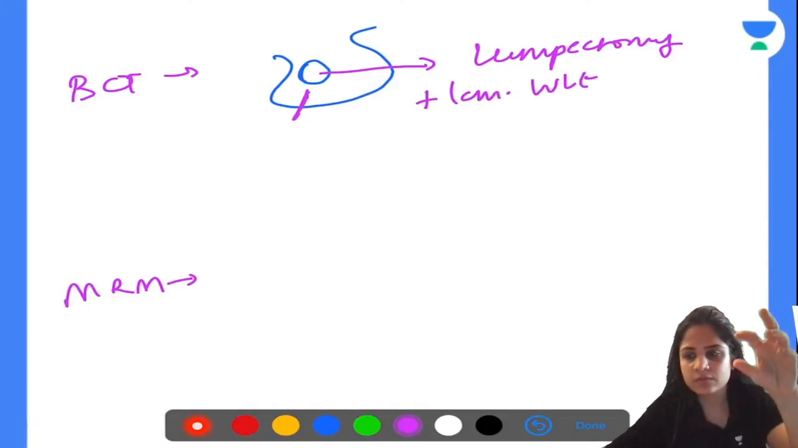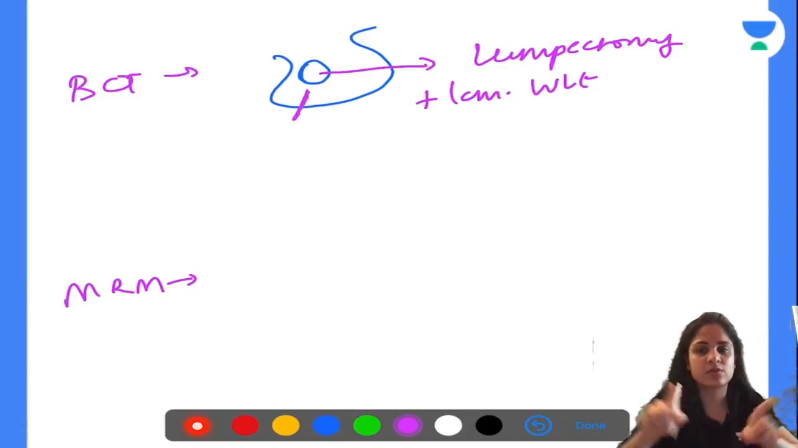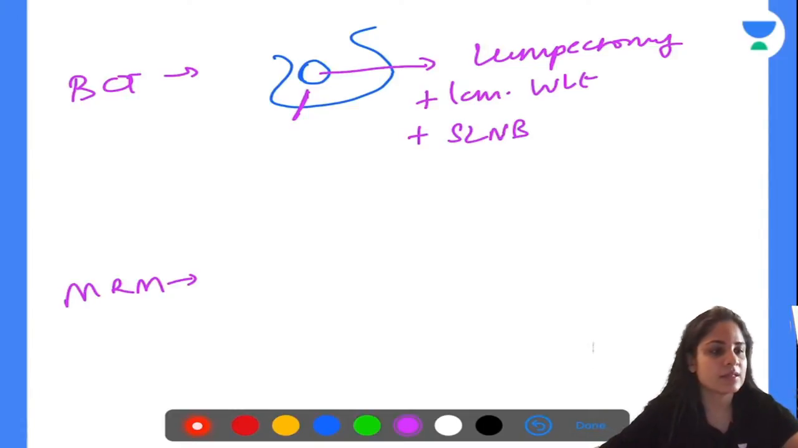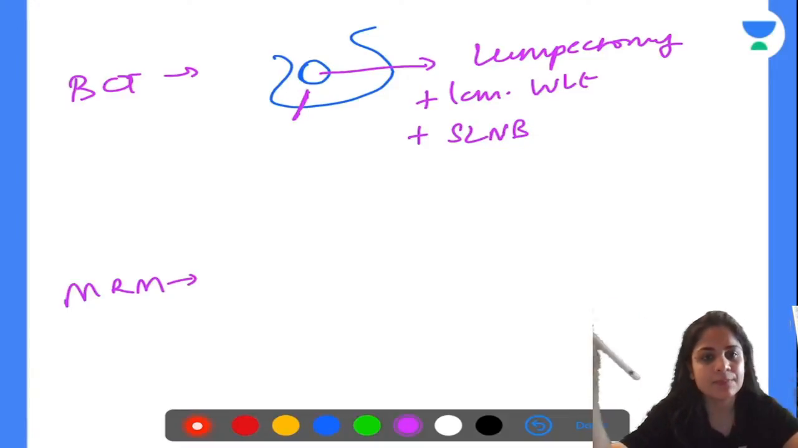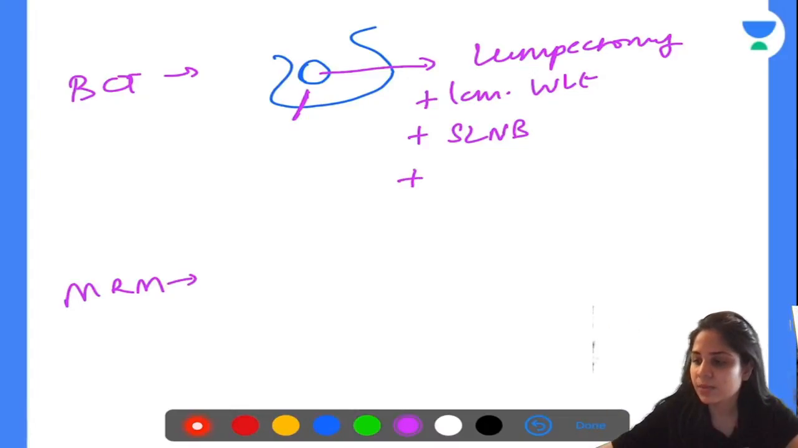So they are not removing the entire breast, just the lump and a margin of 1 cm around the lump. Then they will do a sentinel lymph node biopsy. With it, they will basically check whether the spread of the tumor has taken place or not. Intra-op, they will send it to the lab and check whether there is malignancy or spread in the lymph node. That is called a sentinel lymph node biopsy. Post-operatively they will give radiotherapy to the patient. So this is everything that is involved in breast conservative therapy.